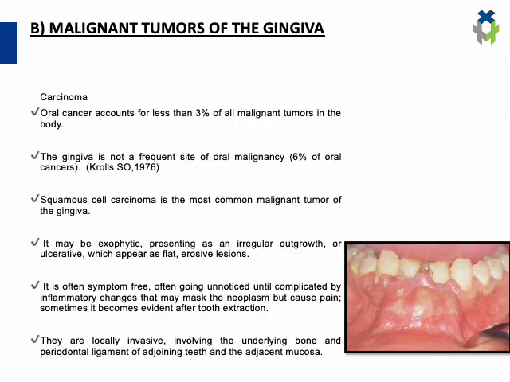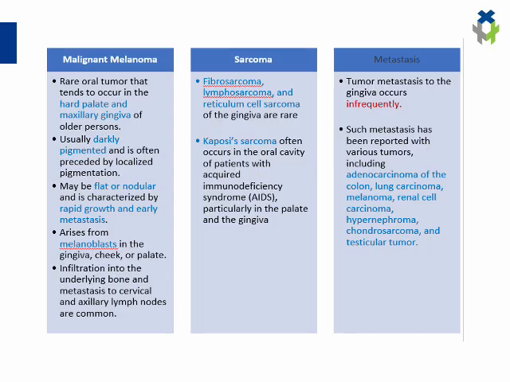Malignant tumors of the gingiva: carcinoma. Oral cancers account for less than 3% of all malignant tumors in the body. Squamous cell carcinoma is the most common malignant tumor of the gingiva. It may be exophytic, presenting as an irregular outgrowth, or ulcerative, which appears as a flat erosive lesion.